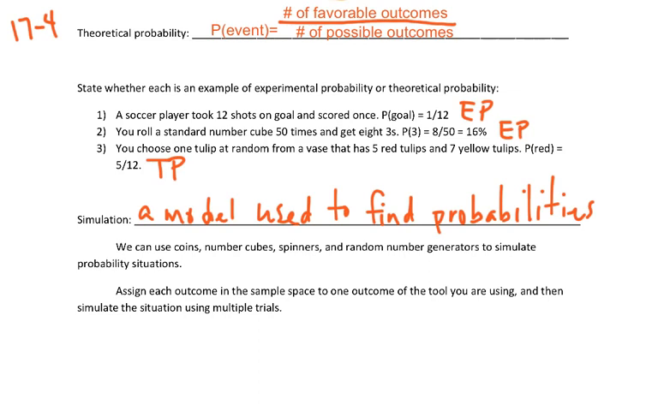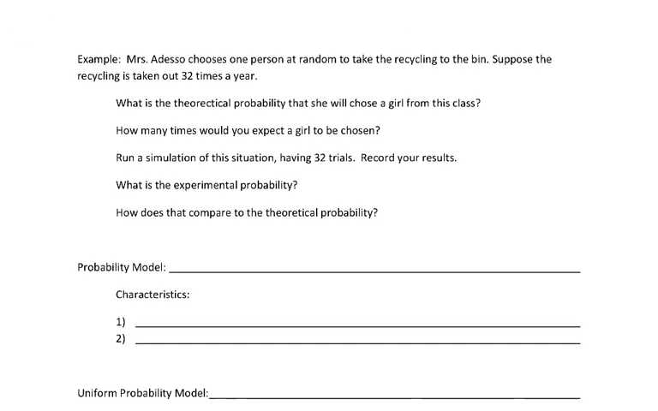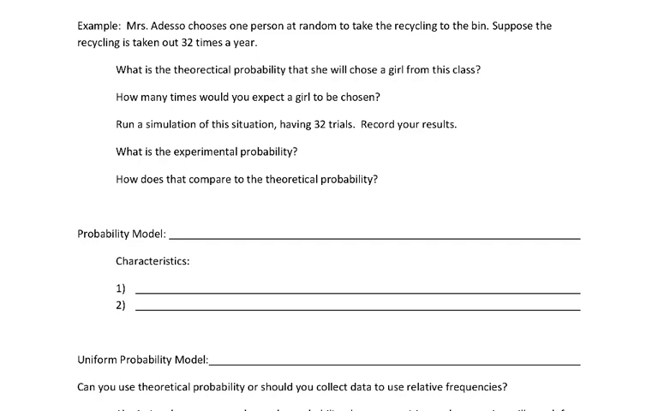Let's take a look at the next problem. It says that I choose one person at random to take the recycling to the bin, and suppose the recycling is taken out 32 times a year. What's the theoretical probability that I will choose a girl from our class? So the first thing you need to know is that there are 14 girls in the class and 29 total students. So in our first period class, there are 14 girls and 29 students.